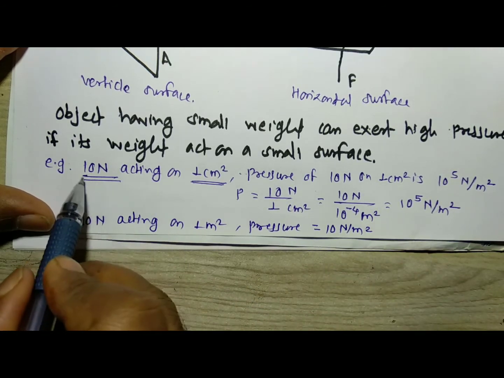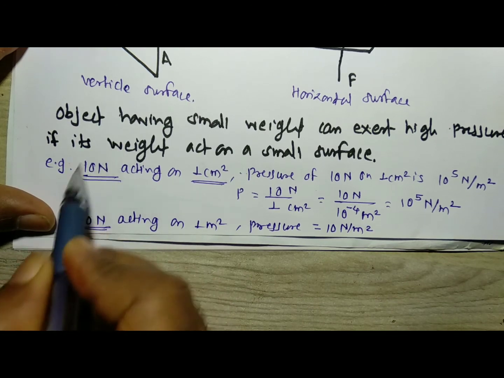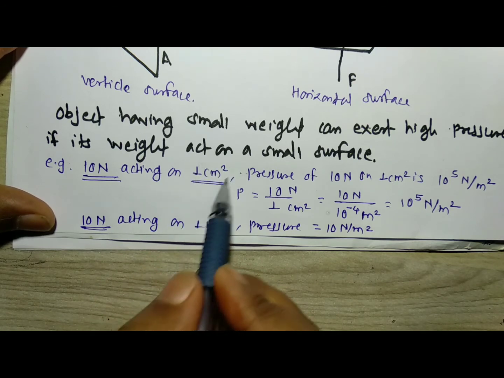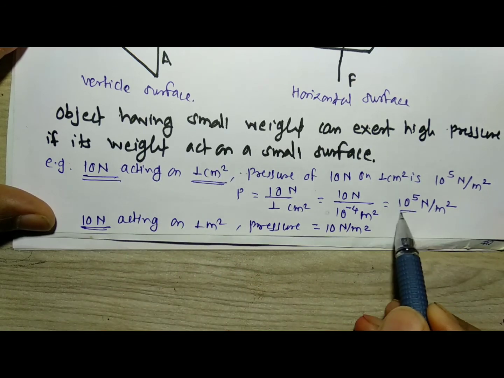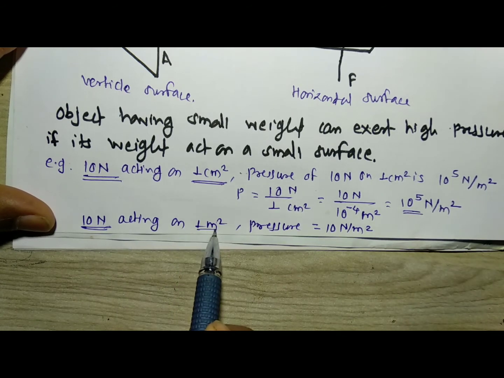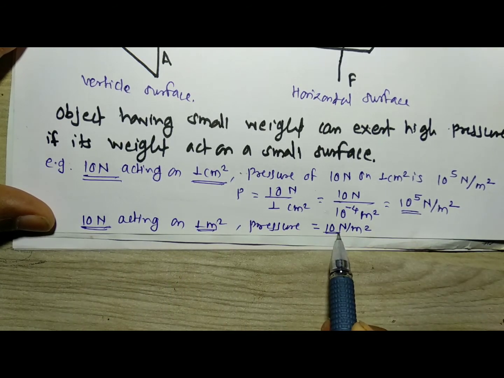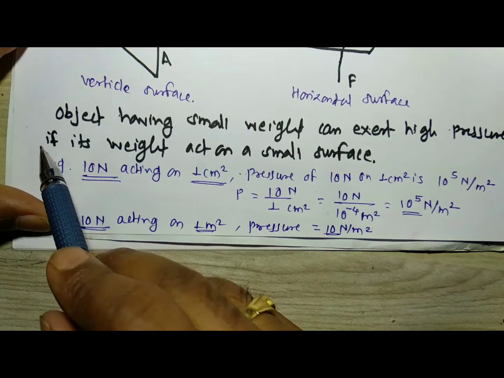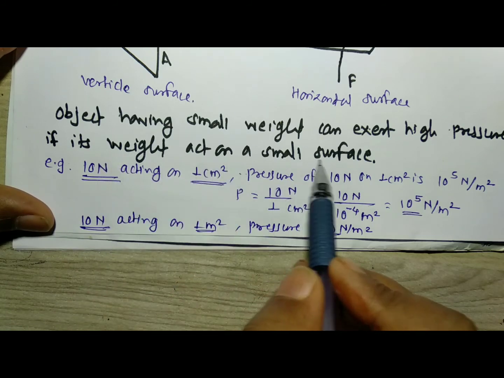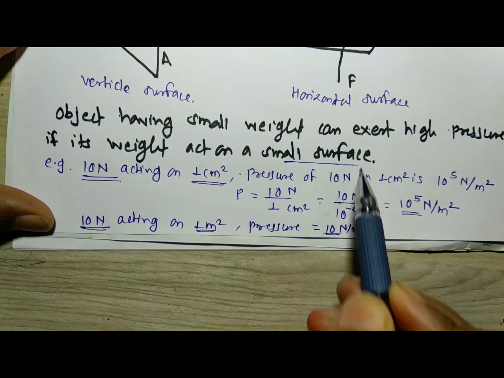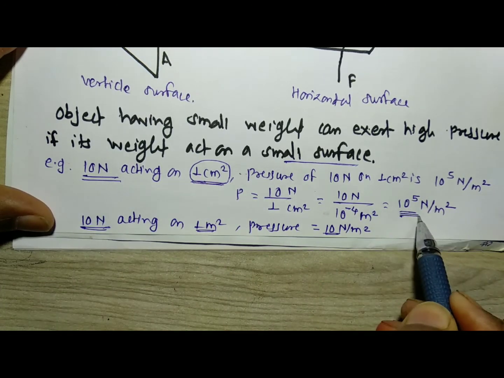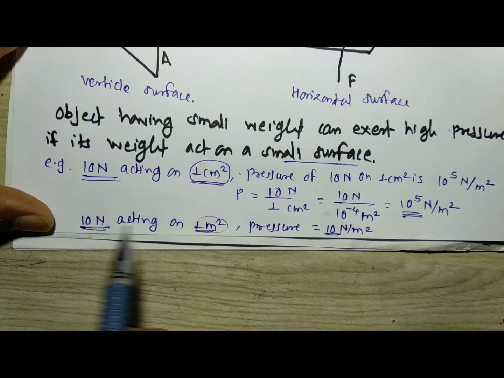What does it mean? If both the forces are the same, but those forces act on different surface areas: if the surface area is small, at that time you will get a large pressure, and if the surface area is large, then you will get a small pressure. That means an object having small weight can exert high pressure if its weight acts on a small surface. When a small surface is taken, you will get high pressure, and when the surface is large, the pressure is low.